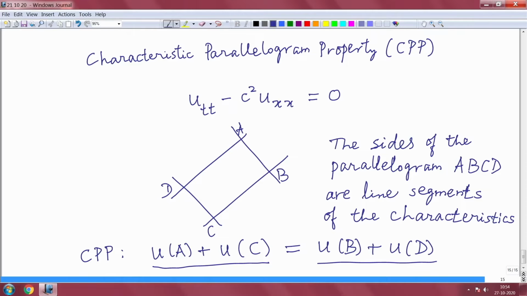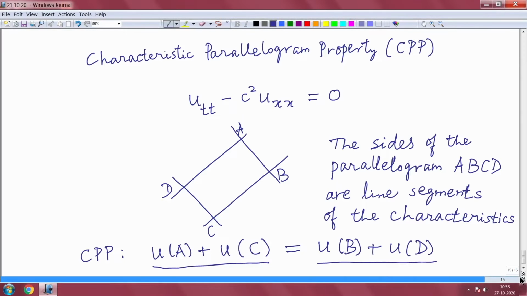Conversely, if u is any C2 function, I am not referring to a solution of the wave equation, if u is any C2 function satisfying CPP for all characteristic parallelograms, then u satisfies the wave equation. So, that is the characterization. We are going to use it later.